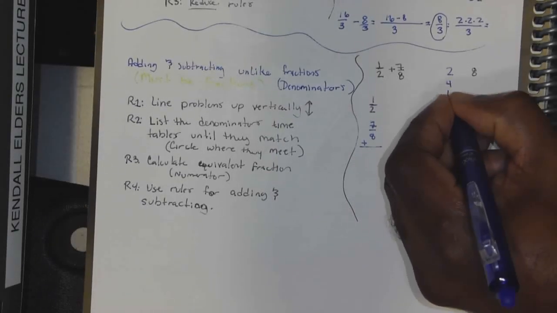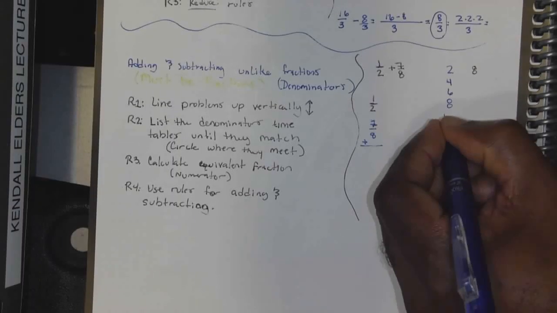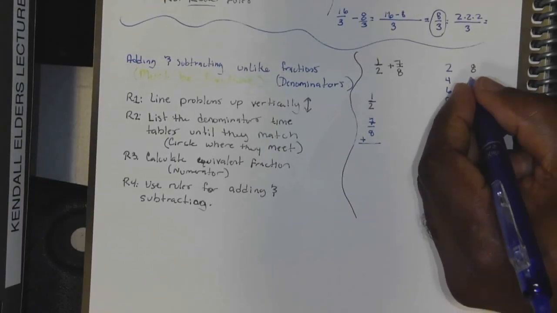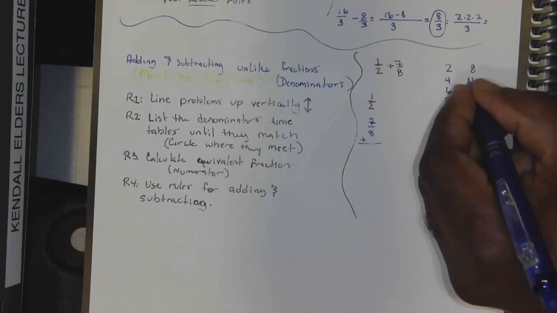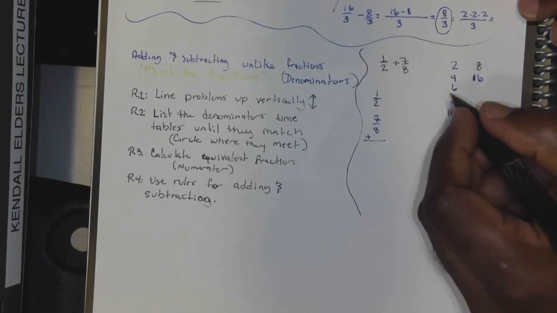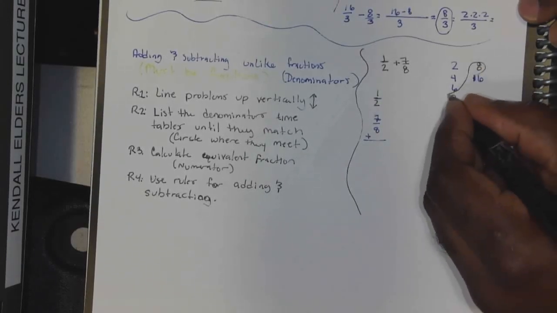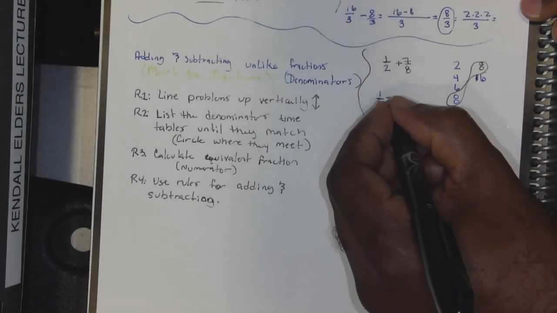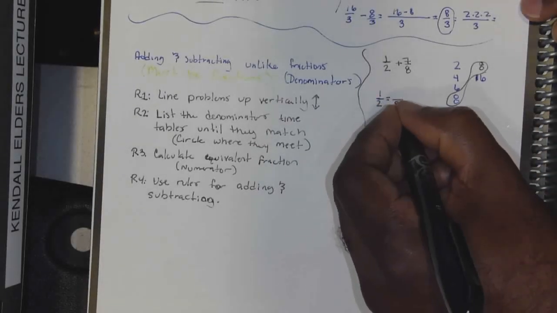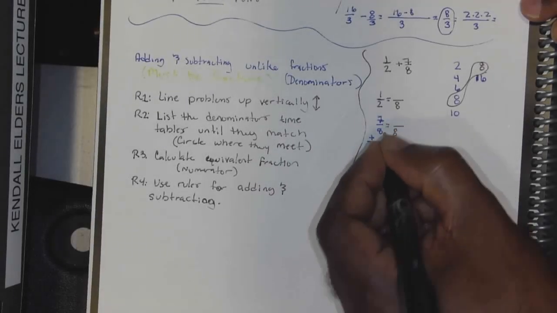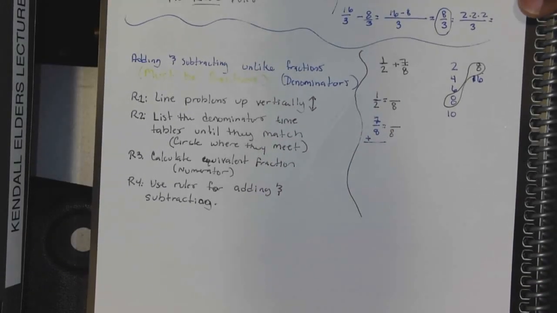2, 4, 6, 8, 10, right? Give me some 8 timetables. 8, 16. Let's not go too far. Here we go. Now, what number do you see matches on both sides? 8. 8, right? So we have 8. So our common denominator is 8. So we're going to come to this problem and put a denominator of 8 here. We're going to come over here and put a denominator of 8 here. That's rule 2.